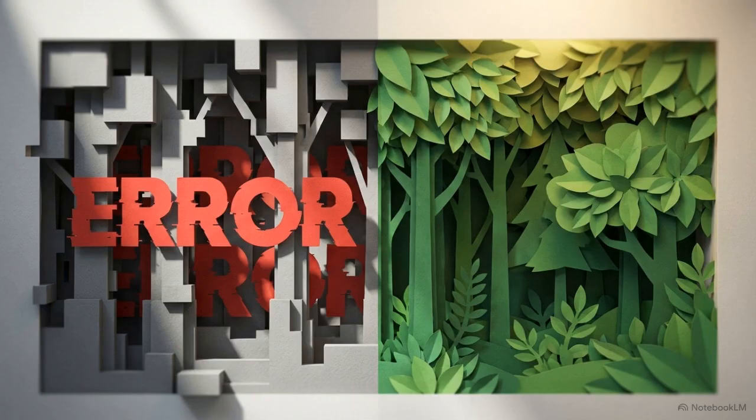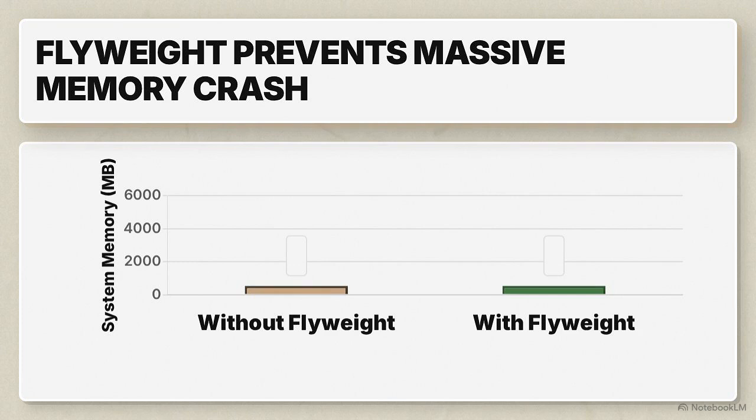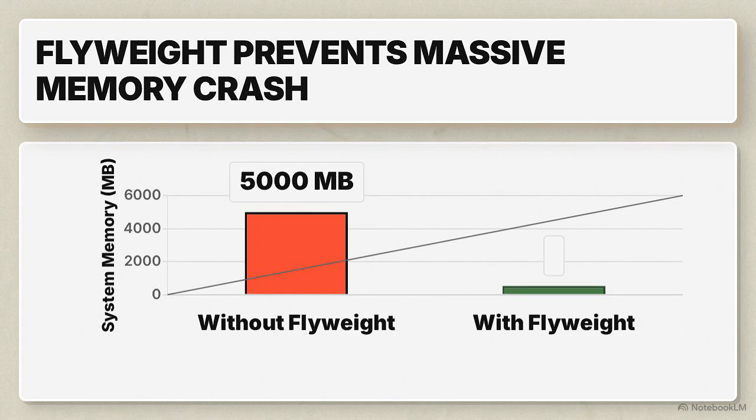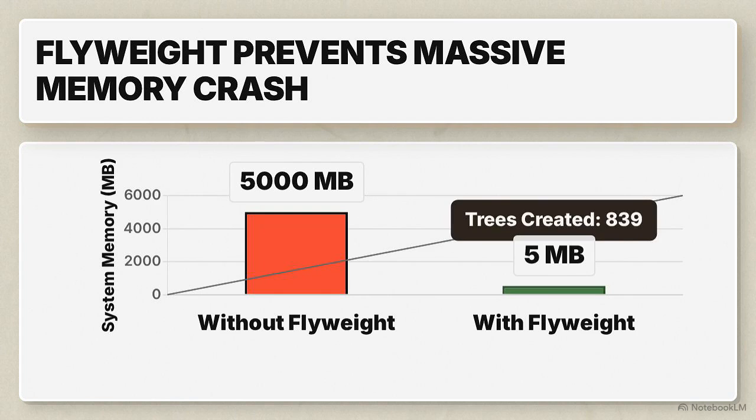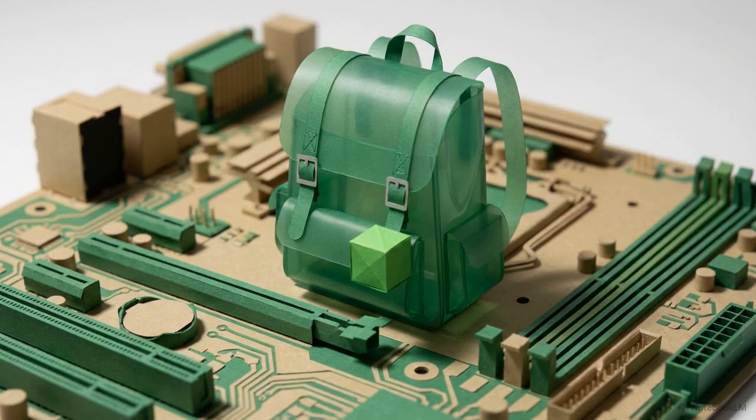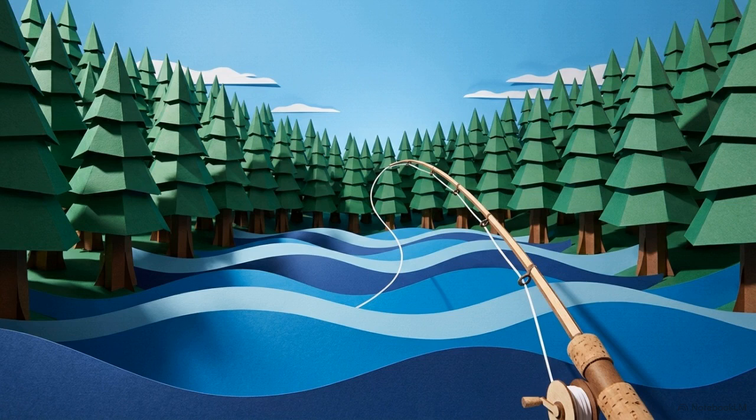twice. By comparing the old crashing method to this clever stamping trick, we can see the exact impact on the game's performance. This comparative bar chart shows the exact difference in memory usage. Without flyweight, creating 1,000 trees hits a massive 5,000 megabyte limit. But with flyweight, the memory stays down near a flat 5 megabytes, even as you add hundreds of trees. Because the computer's backpack is now mostly empty, the game runs incredibly fast. A player can spend hours fishing in a massive forest without experiencing a single lag spike.